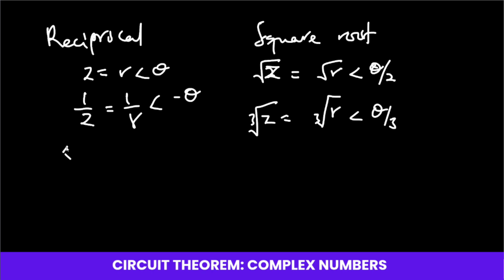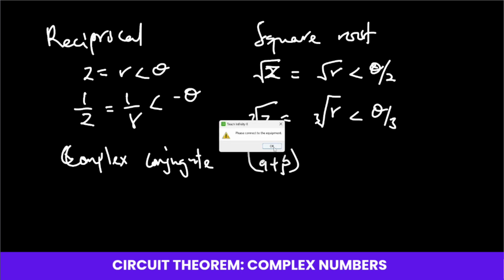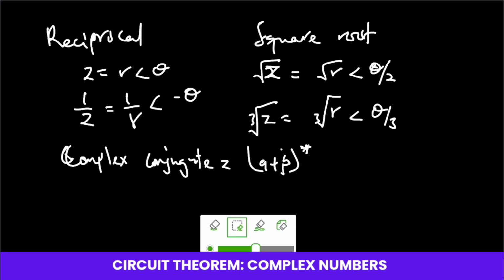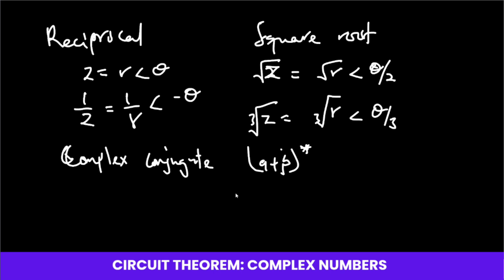And one thing we talked about was the complex conjugate. The complex conjugate is usually represented with an asterisk on top. So the asterisk will tell you it's the conjugate. So let's say the conjugate of a plus jb is going to give us a minus jb, and we just have to negate our imaginary part.